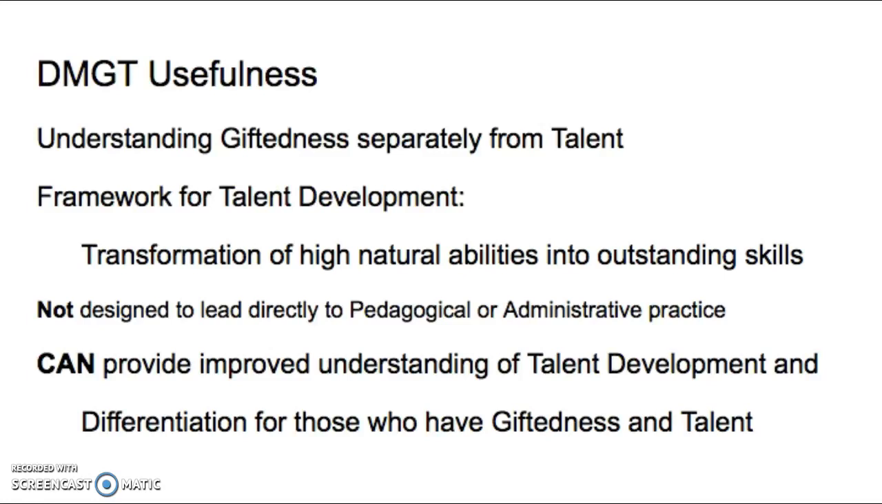For example, if teachers were looking for students who are gifted, they would be using a cognitive abilities test. Whereas if we're looking for students who are talented, we would use the SAT or teacher-created exams or something like that. So the purpose of this model, again, is to transform high abilities into outstanding skills. So to turn gifts into talents also, and to just provide that understanding.